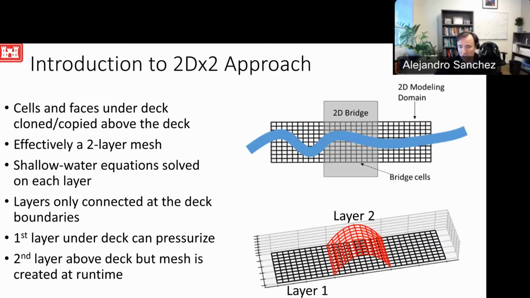When you put a bridge deck, shown here on the upper right, we clone the cells underneath the bridge deck and put them on top and create another mesh. We could have created a different mesh, but because we have the limitation where the user interface can't interact with this mesh, it's generated at runtime. The simplest thing to do was to clone it. And these two meshes are only connected to each other at the edges of the bridge, obviously, right? You don't have flow going through the bridge deck. It only goes on and off the deck at the edges of the bridge. So that's shown here on the lower right.